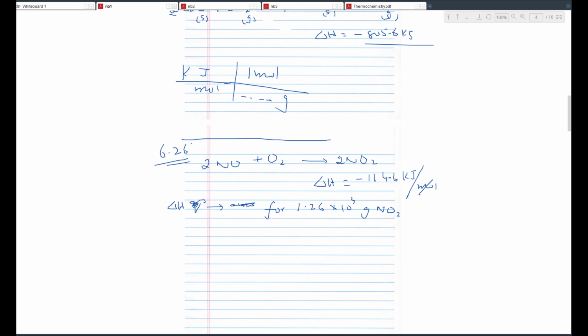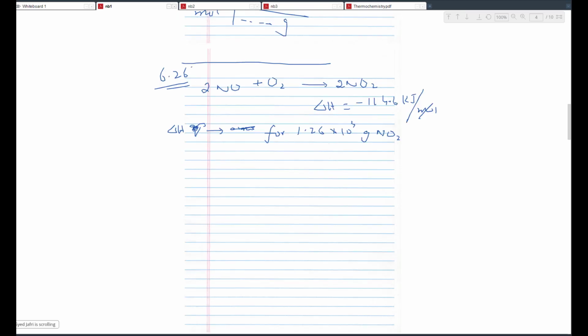Now let's try this question. It's very simple. If it is not per mole, we can directly do this. I can say per gram is equal to delta H per mole divided by molar mass. But otherwise, if I want to go step by step, I can say minus 114.6 kilojoules, I'm not writing per mole. And this is for 2 mole or for 1 mole? I'm going to write for 2 mole, because there is 2 NO2.